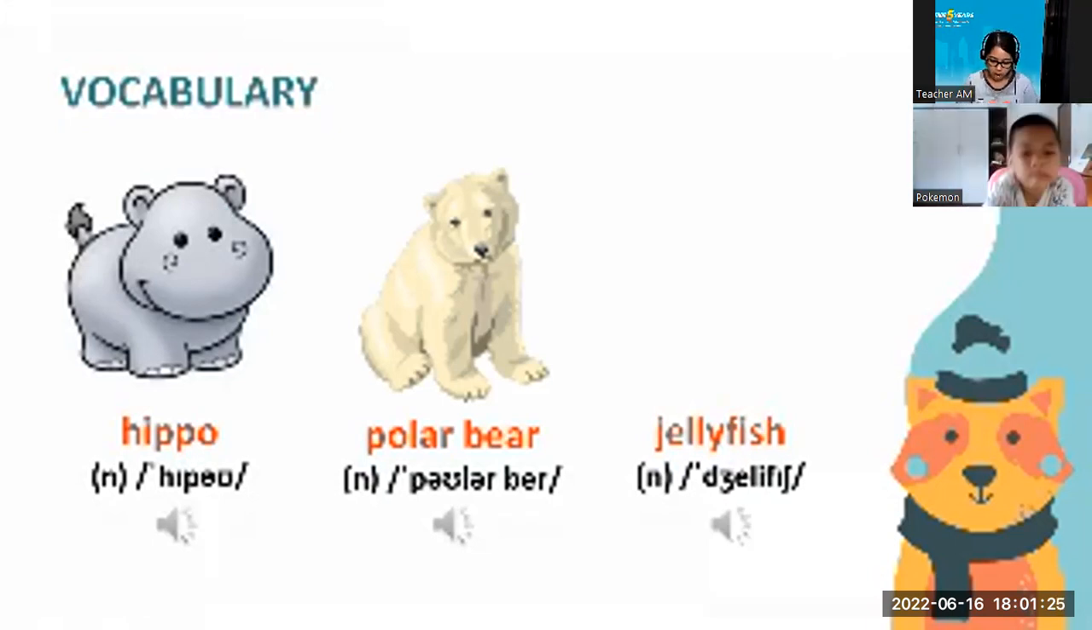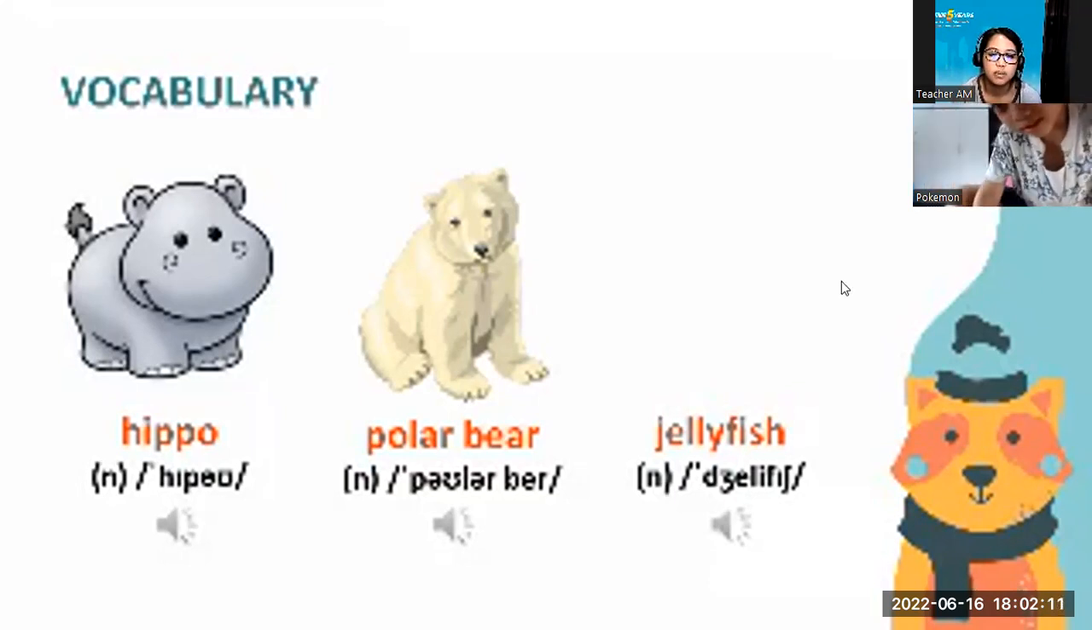Okay, what's the color of the hippo? It's gray. Very good. What about next? We have polar bear. It's a polar bear. Okay. So now, what's the color of the polar bear? It's white. Where does the polar bear live? Where do they live? They live in snow. Yes, they live in snow or ice.